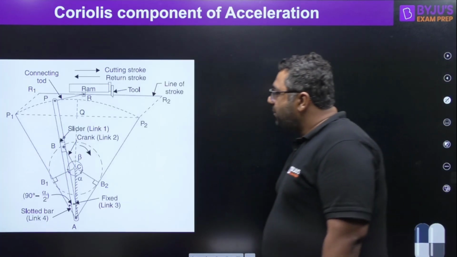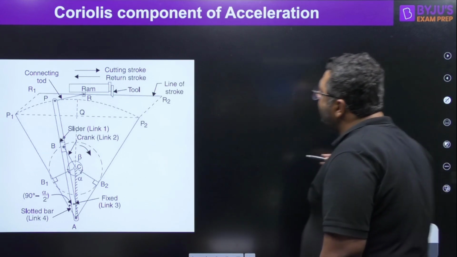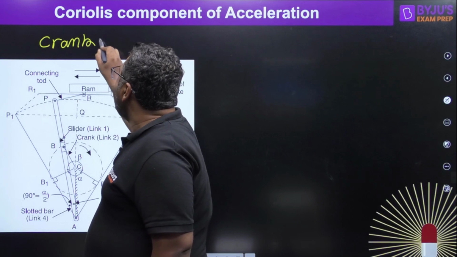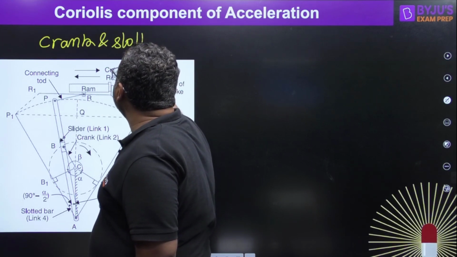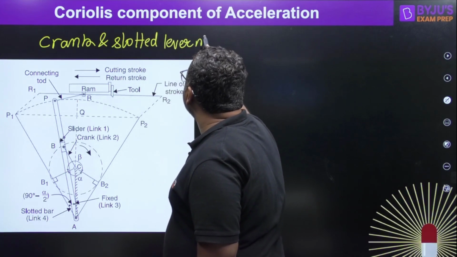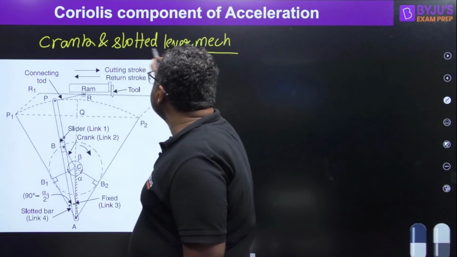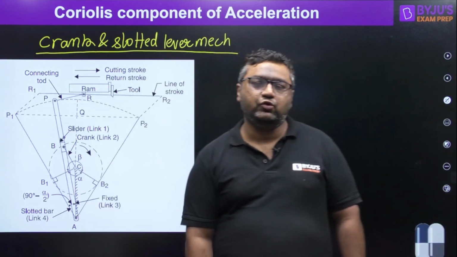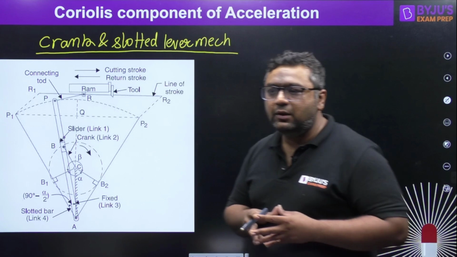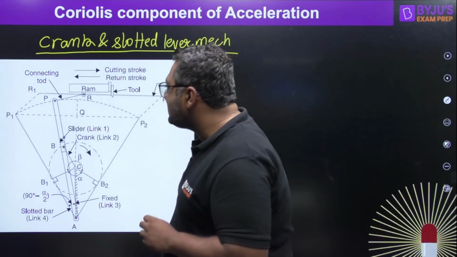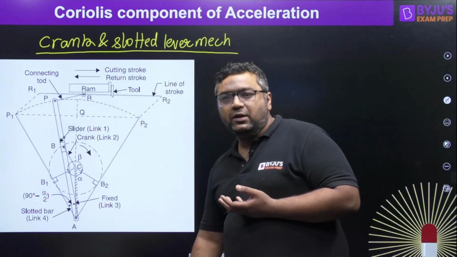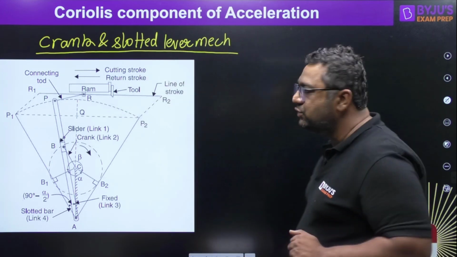So my dear, this is a very famous mechanism. I feel everybody would be knowing about this. This is a crank and slotted lever mechanism. As I already told you, these concept capsules are very, very important for interviews. So in interviews, they sometimes ask a question. What kind of question are they asking? They are asking for how many times in this mechanism the Coriolis component becomes equal to 0.